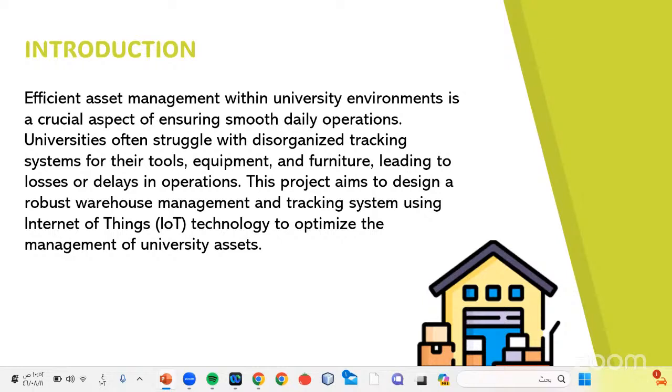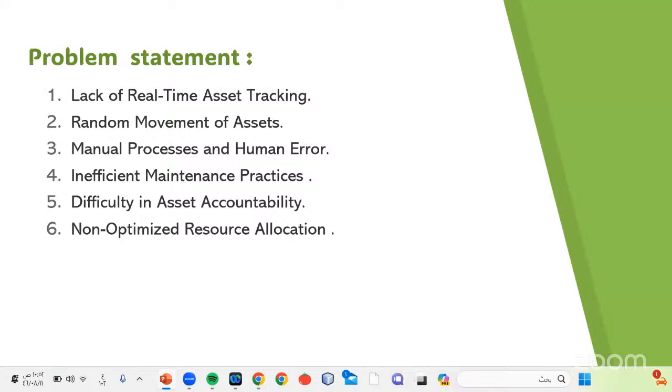First of all, we know that asset management is a critical problem and challenge for a university. For those reasons, this project aims to design a robust warehouse management and tracking system using Internet of Things technology. First, the problem statement: lack of real-time asset tracking. It is a struggle to monitor asset locations in real time. Then random movement of assets may cause losses or theft of our assets in the university.